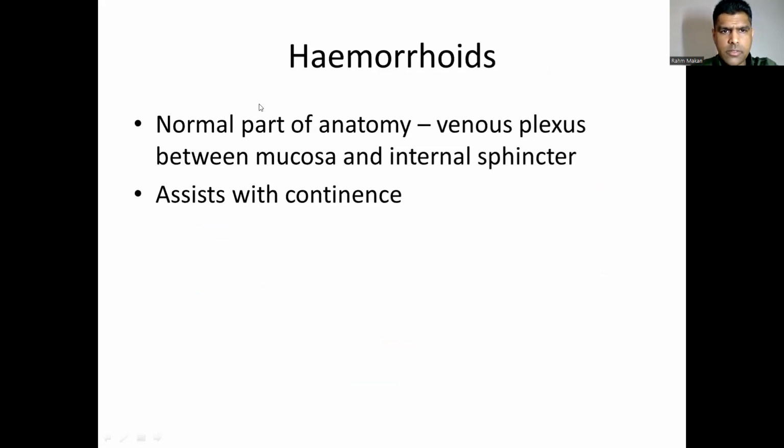So hemorrhoids, very commonly seen. It's a normal part of the anatomy. It's the venous plexus between the mucosa and the internal sphincter. And these plexi assist with continence, particularly for liquid stool and flatus.